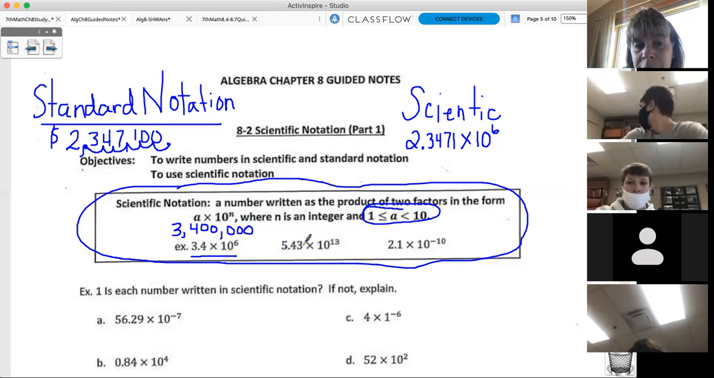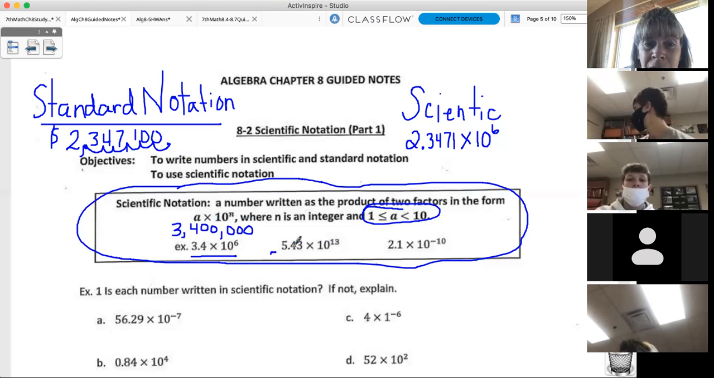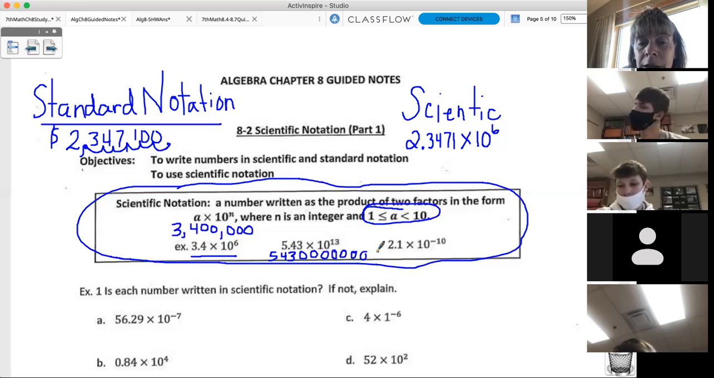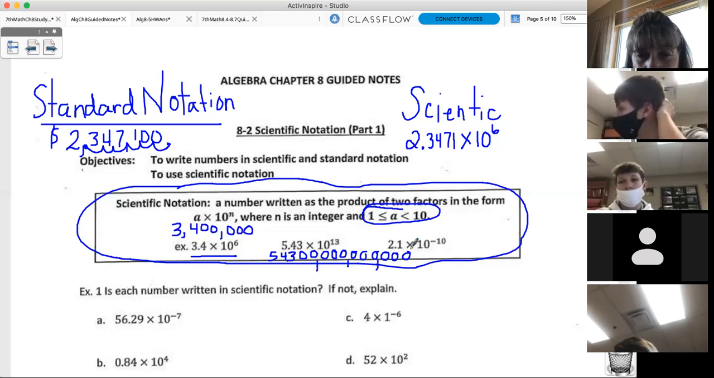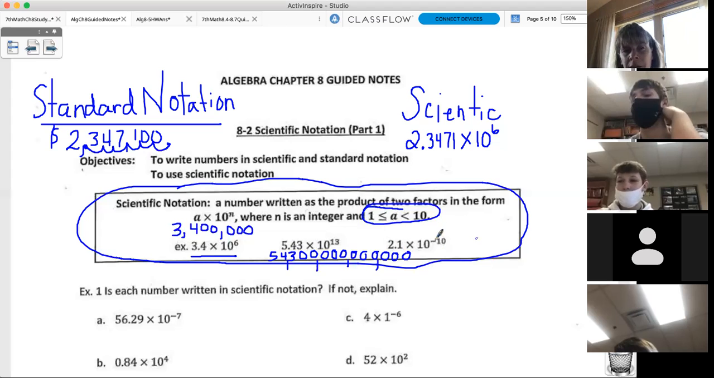If we had 5.43 times 10 to the 13th, that means I have to move that decimal place 13 units. So that's 543, and then I think 11 zeros behind it. 1, 2, 3, 4, 5, 6, 7, 8, 9, 10, 11. All right, now this is looking more like the national debt. All right, does that make sense?